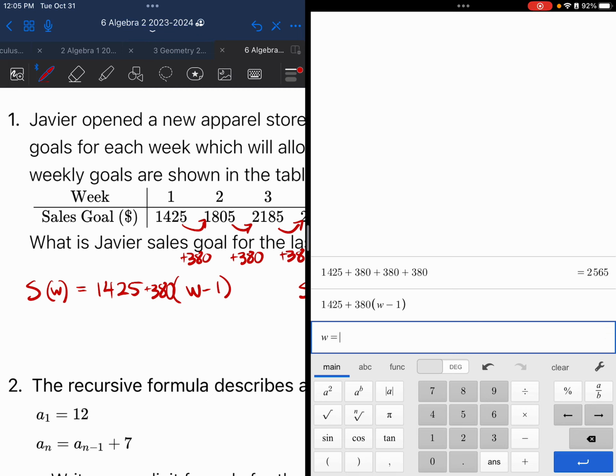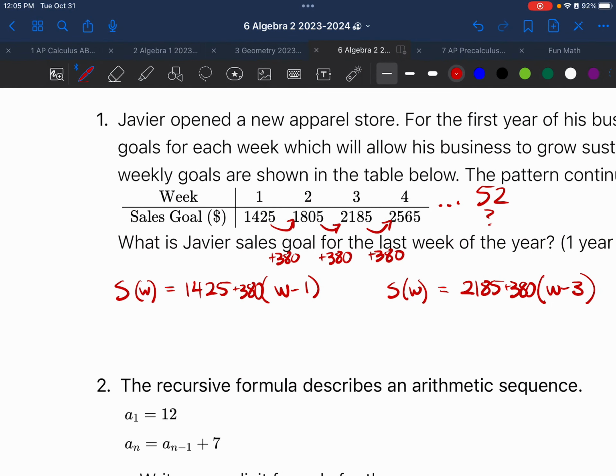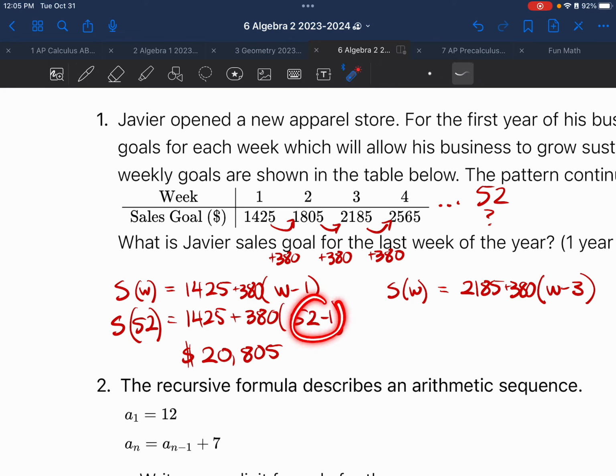So I need to do week 52. And when I do 52, I get 20,805. So $20,805 is my final amount. The way that I did that is I did S of 52. And that's going to be 1425 plus 380 times 52 minus 1. 52 minus 1 was 51.